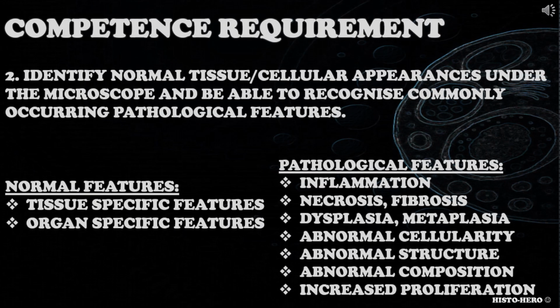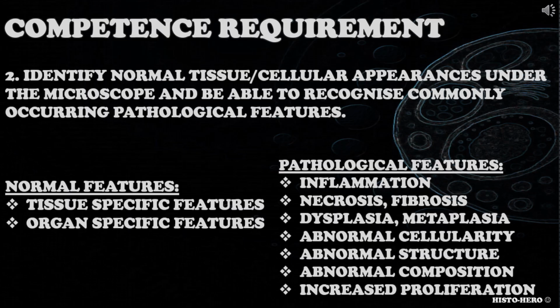The second competence requirement is for you to identify normal tissue, cellular appearances under the microscope and be able to recognize commonly occurring pathological features. What are the main histological tissues you can identify microscopically? What are their key features for identification? Consider tissue-specific features, organ-specific features like kidney and presence of glomeruli, liver and presence of lobules, portal triad and central vein, thyroid and presence of colloid, lung and presence of alveoli, breast and presence of ducts and lobules and so on.